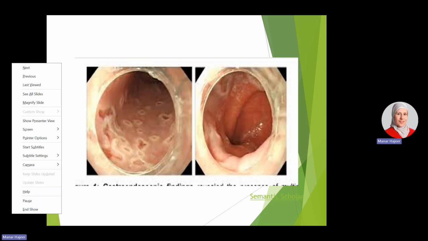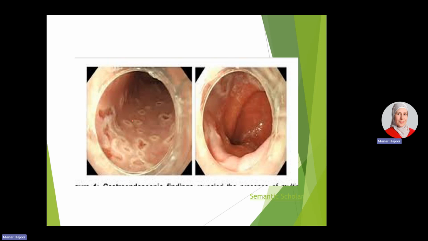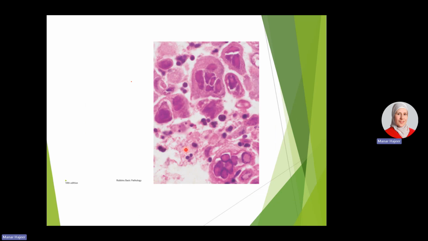As you can see here, these are the punched out ulcers seen during endoscopy, and here as well, with surrounding erythematous mucosa in the esophagus. As we said from the start, the esophageal mucosa is usually pale pink in color, but here it is erythematous and red. These are the multinucleated cells in herpes simplex viral infections. The cell will have multiple nuclei, and here as well there are multiple nuclei. The cells are degenerated, as I said.